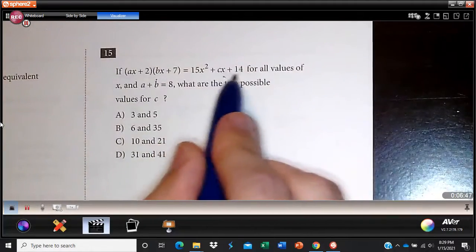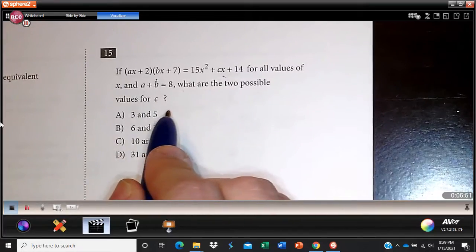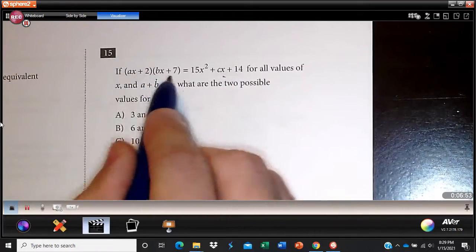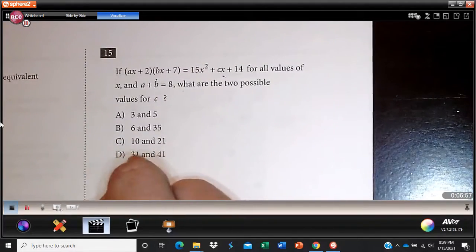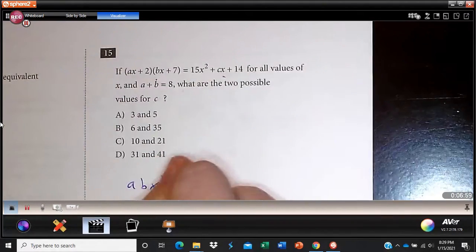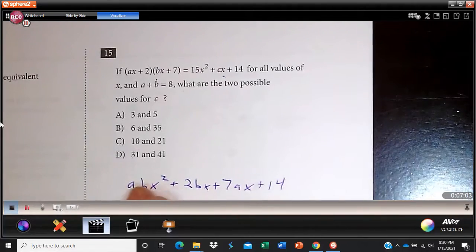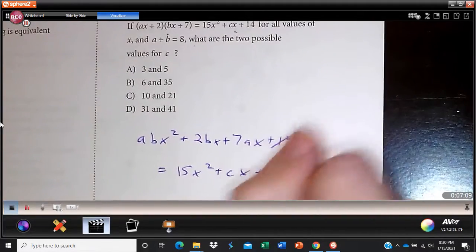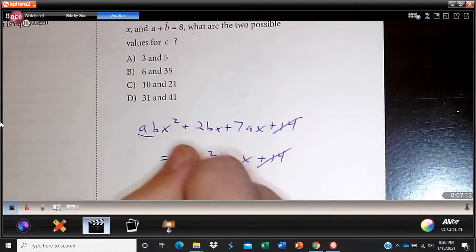This thing is equal to this thing for all values, and also A plus B is equal to 8. What are two possible values for C? Alright, whatever. My natural instinct is to multiply these out using the FOIL method. So I'm going to get AB x squared plus 2bx plus 7ax plus 14 is equal to 15x squared plus cx plus 14. Okay, I'm going to forget the 14s ever existed. And okay, so that must be equal to that.